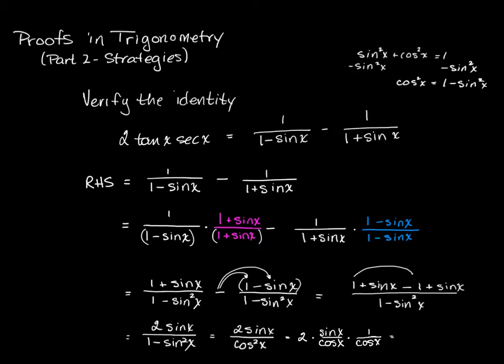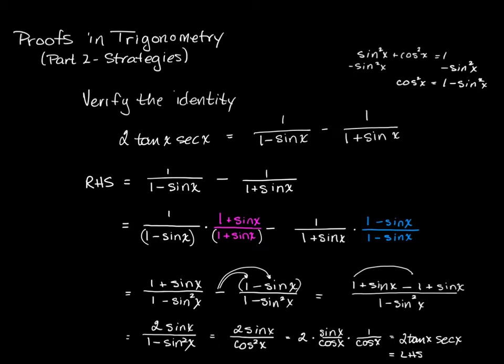And I've done that because I specifically want to be able to write my final answer as 2 times tangent, which sine over cosine is, tangent of x, times 1 over cosine, which is secant of x. Now that's it, but what I've had to do is show that this right-hand side, the side I started with, is equal to the left-hand side.